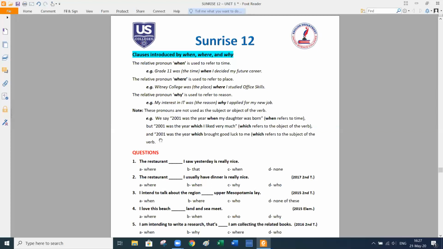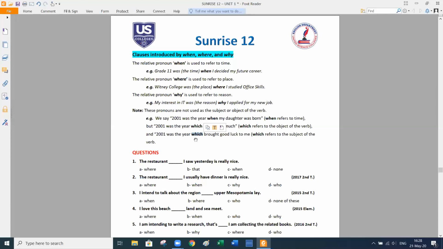Another example, 2001 was the year which brought good luck to me. Now in this example, which refers to the subject, not the object, not a time reference. We find the verb, brought is the verb, and we find the subject by looking at what comes immediately before the verb. And we can see that which comes immediately before the verb. So we say which is the subject.